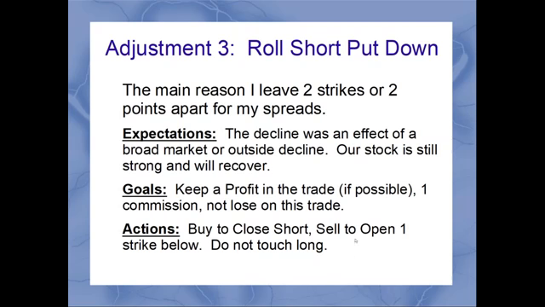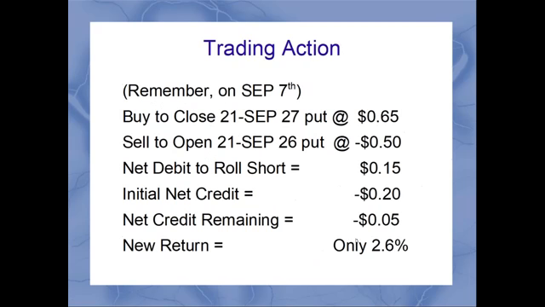So what is the action? Buy to close your short, sell to open 1 strike below. Don't touch the long. Leave the long where it is. On September 7th, our trading action, again as we saw, buy to close the 21 September 27 put for 60 cents. Sell to open the September 26 put for 50 cents. We are paying a debit to roll of 15 cents. But remember, the initial net credit was 20, so I still have a positive net credit of 5 cents.